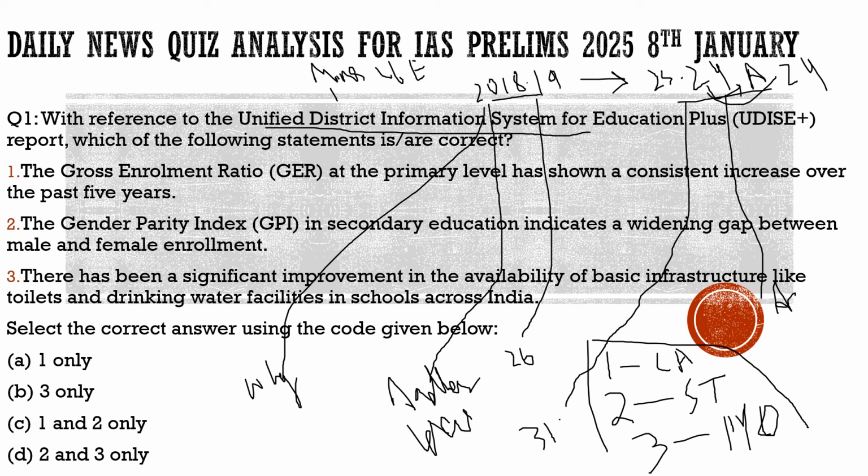In 2022-23, 15 lakh schools were assessed, and it was found out that the enrollment rate was something. But in 2023-24, it has been found out that only 14 lakh something schools were assessed.